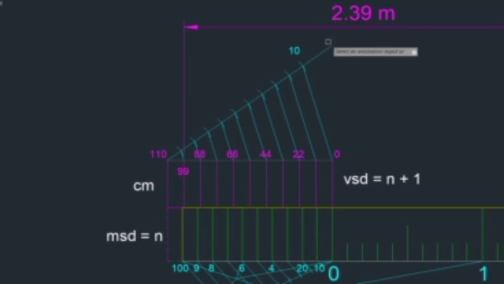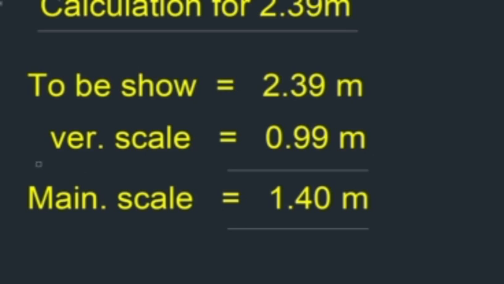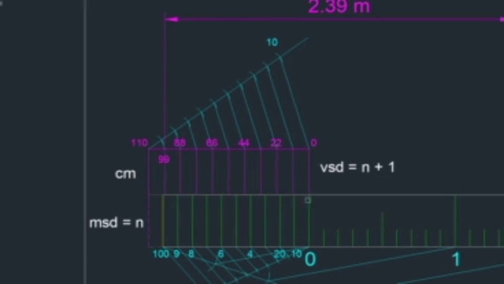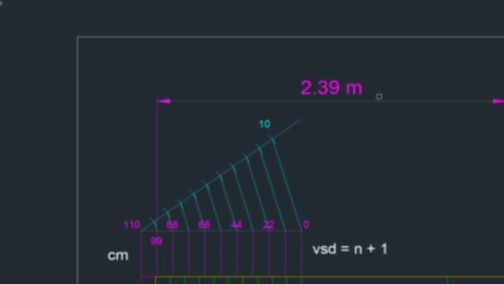So what you have to do is 2.39. In the Vernier scale I have taken 0.99. So 2.39 minus 0.99, how much is it now? 1.40. You understand now this? So in the Vernier scale divisions I have taken 0.99. You have to show 2.39. So 2.39 minus 0.99, you will get 1.4.